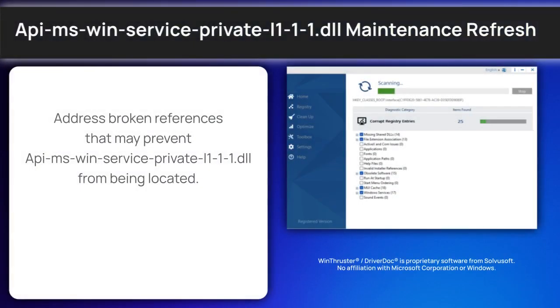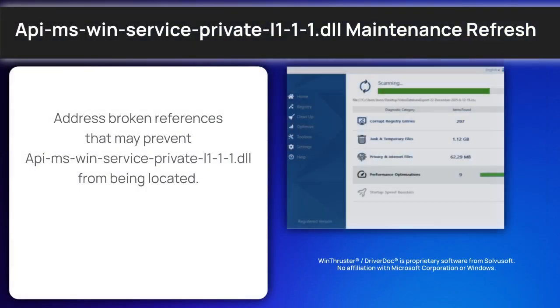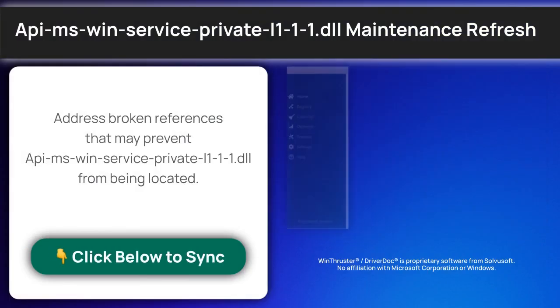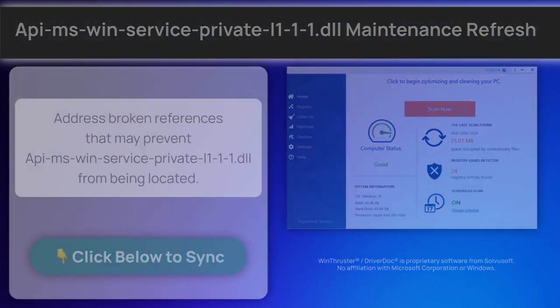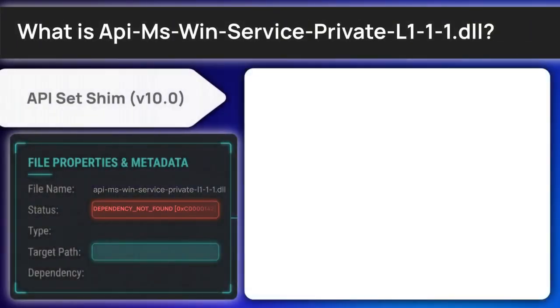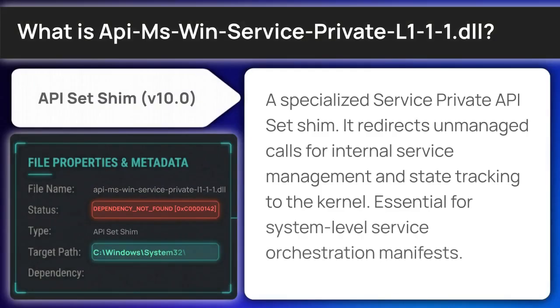As we look at the manual steps for Service Private API, there is also a diagnostic resource for reviewing your overall system health. This is the Service Private API, a specialized Service Private API Set Shim. It redirects unmanaged calls for internal service management and state tracking to the kernel, essential for system-level service orchestration manifests.